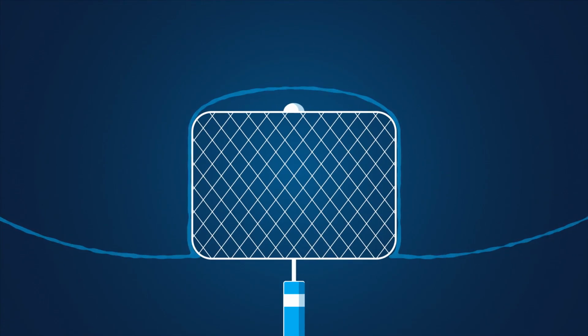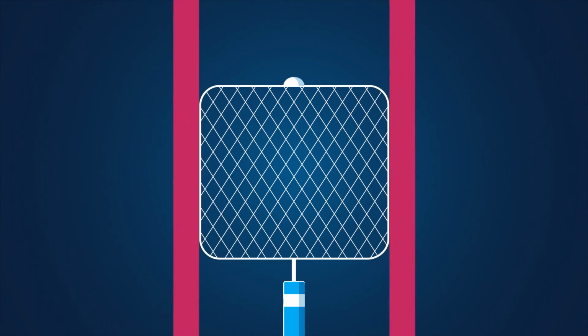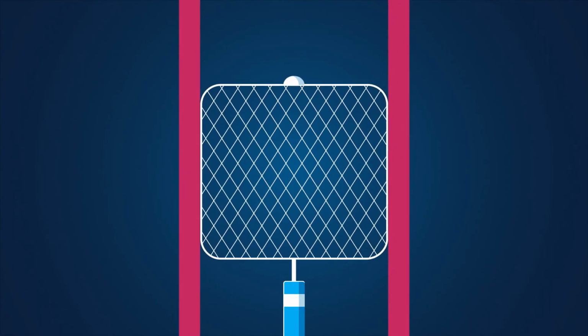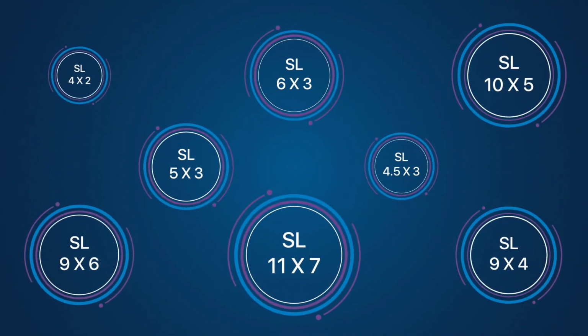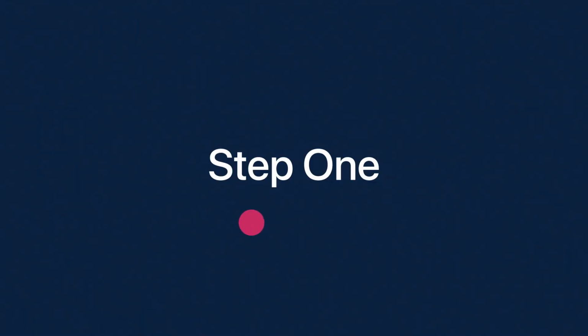A correctly sized Webb has significant lateral compression after deployment to prevent compaction and ensure durability over time. Selecting the optimal implant size takes just 2 steps.